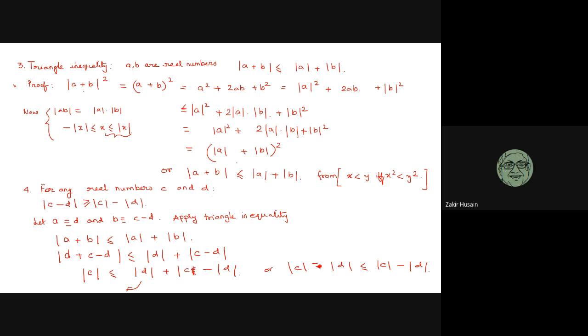C minus D, this is modulus. Sorry, here there is no need to break the modulus. Don't break it. So you keep this modulus. You just take this over here. This is C. You just take this over here. So it's modulus C minus modulus D. And this is modulus of C minus D.